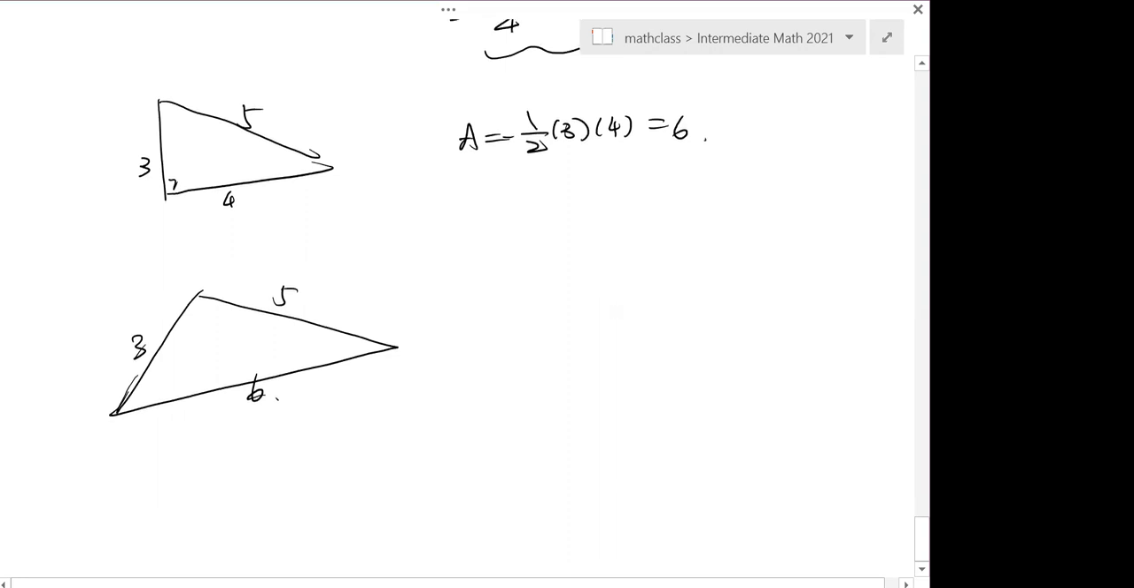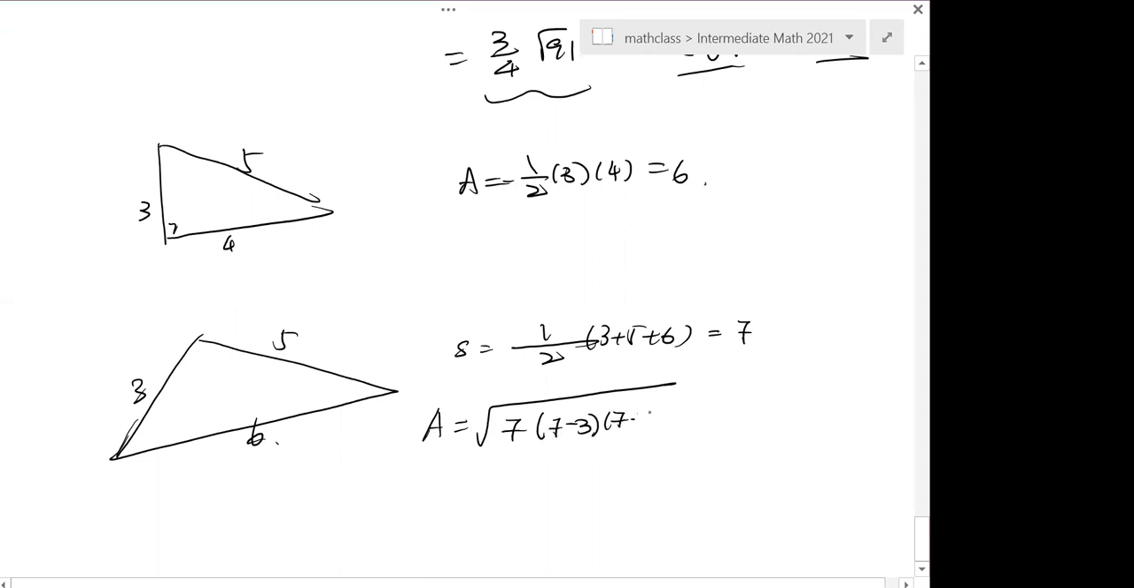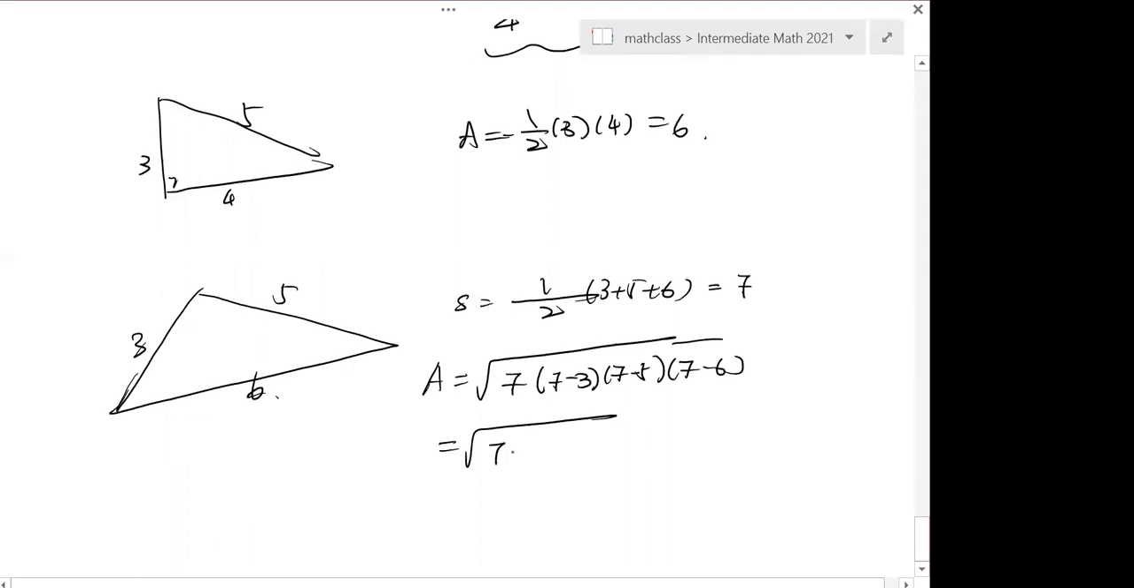With Heron's formula, you find the area, and the half of the perimeter is going to be 3 plus 5 plus 6. So 8 plus 6, 14. 14 divided by 2, 7. So the area is going to be the square root of S times S minus A, S minus B, S minus C. So you get 7, 4, 2, and 1. I think it's square root of 4 is 2, and then 14.